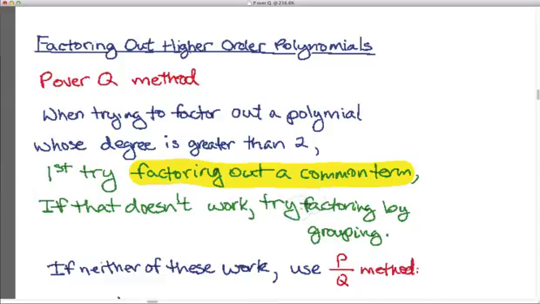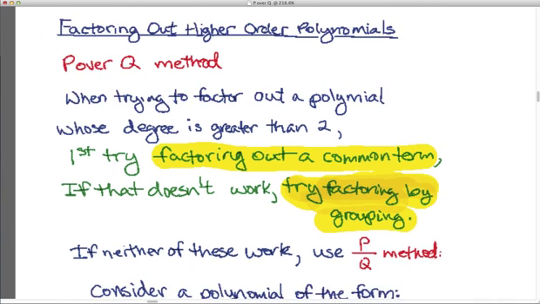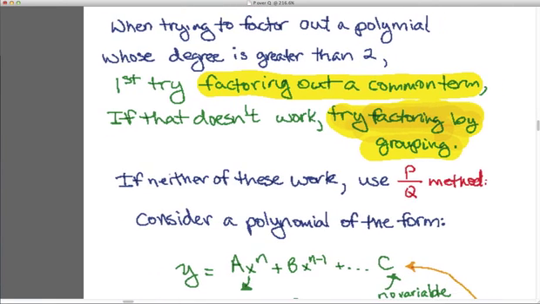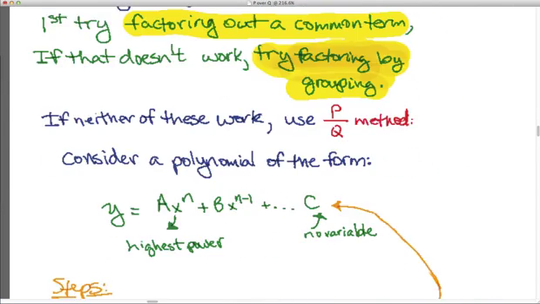If that doesn't work, let's say you have 4 monomial expressions in your polynomial. You could try factoring by grouping. Sometimes you can pair them up in such a manner where there's something common to the first 2 and the last 2. And what's left when you factor out those terms is something similar which can be factored out itself. If you don't know that method, go back and check out those videos. If neither of these work, then you try your P over Q method.